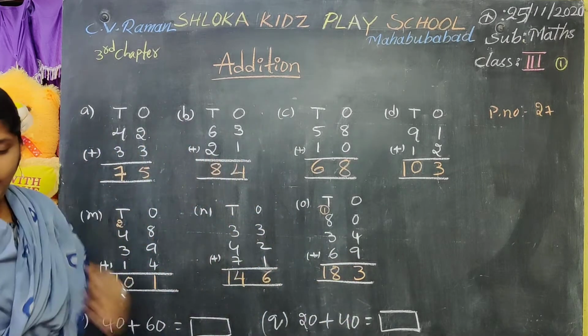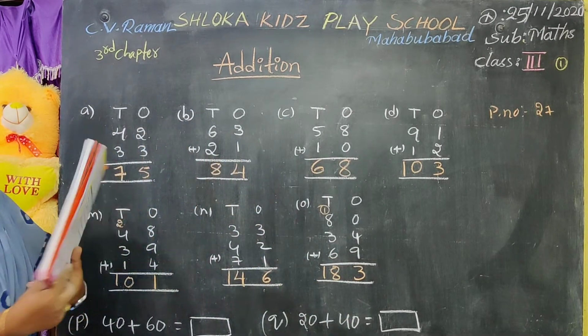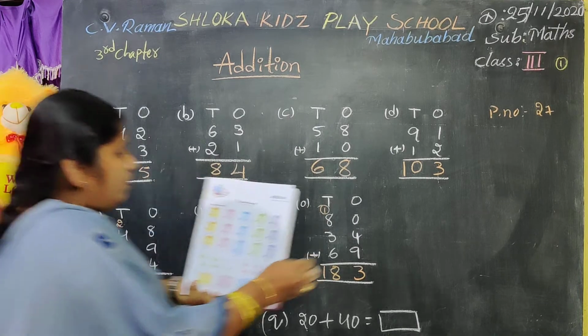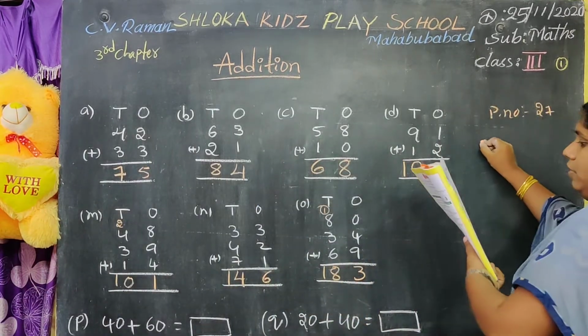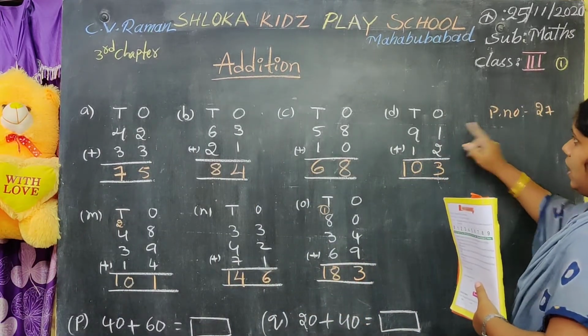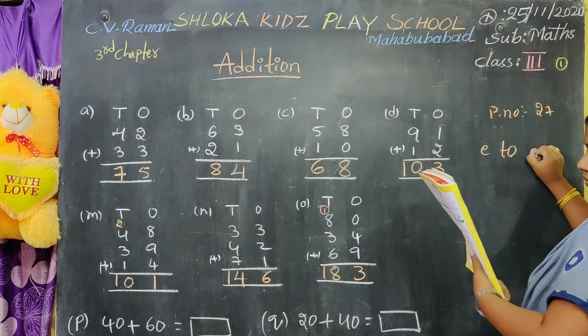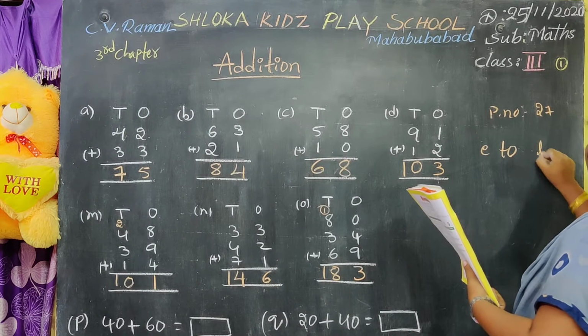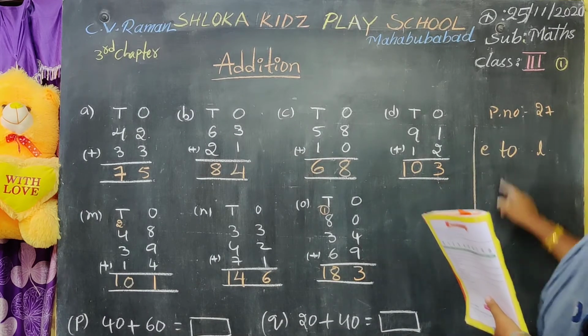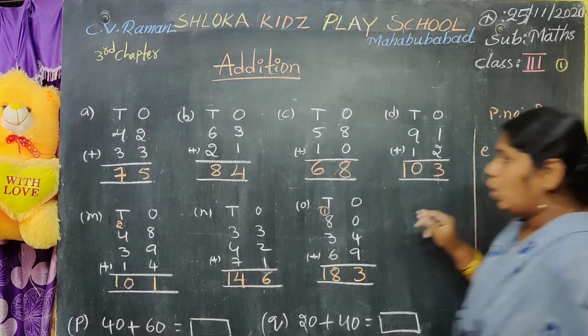So the remaining problems, some problems are there. Here from A, B, C, D. E to L problems are homework. E to L problems are homework.